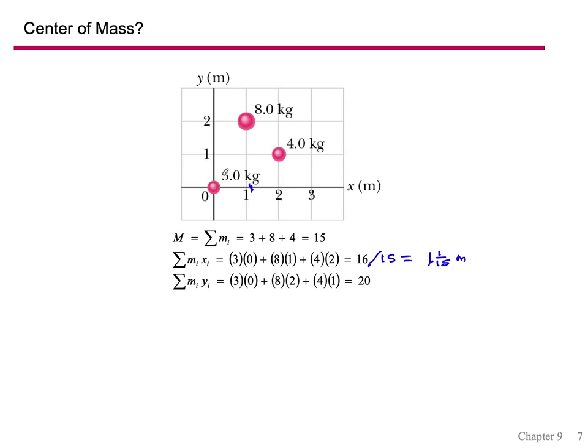Doing the same thing with y, that 3 kilogram object is 0 in the y position. The 8 kilogram object is 2 meters up in the y position. The 4 kilogram object is 1 meter up. Gives us 20 divided by 15. We find out that this one is 4/3 of a meter in the y direction. So 1 1/3 roughly here.